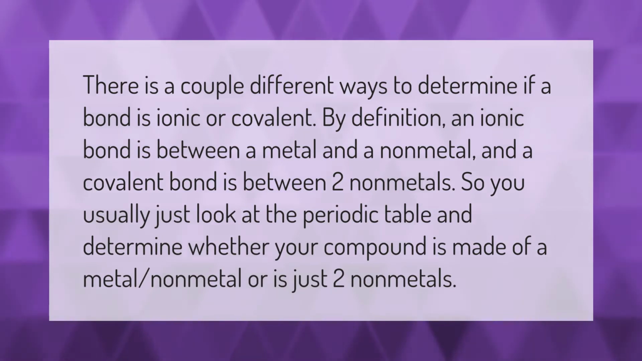There are a couple different ways to determine if a bond is ionic or covalent. By definition, an ionic bond is between a metal and a nonmetal, and a covalent bond is between two nonmetals. So you usually just look at the periodic table and determine whether your compound is made of a metal and a nonmetal, or is just two nonmetals.